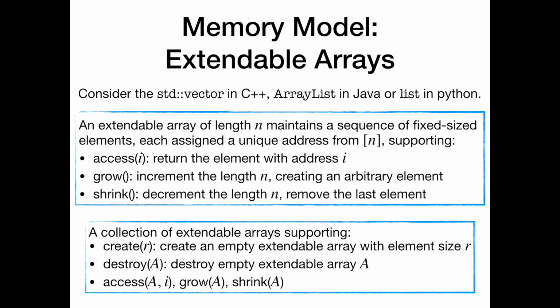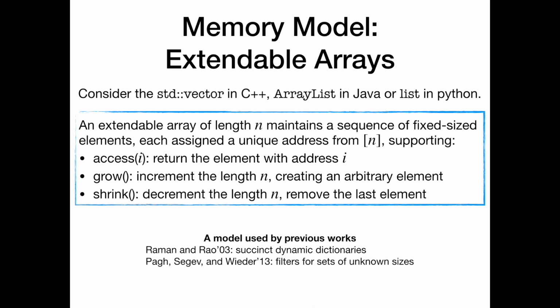Before presenting the data structure, I would like to introduce the computational model. Our memory model is called Extendable Arrays. For convenience, one may think everything is stored in the vector in C++, the array list in Java, or the list in Python. All the operations can be done in constant time. I assume you are quite familiar with at least one of these built-in data structures, so I'm going to skip this part.